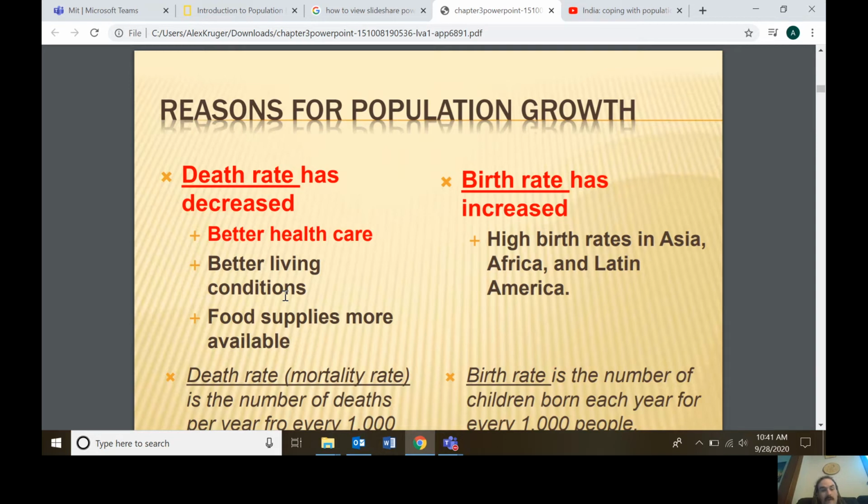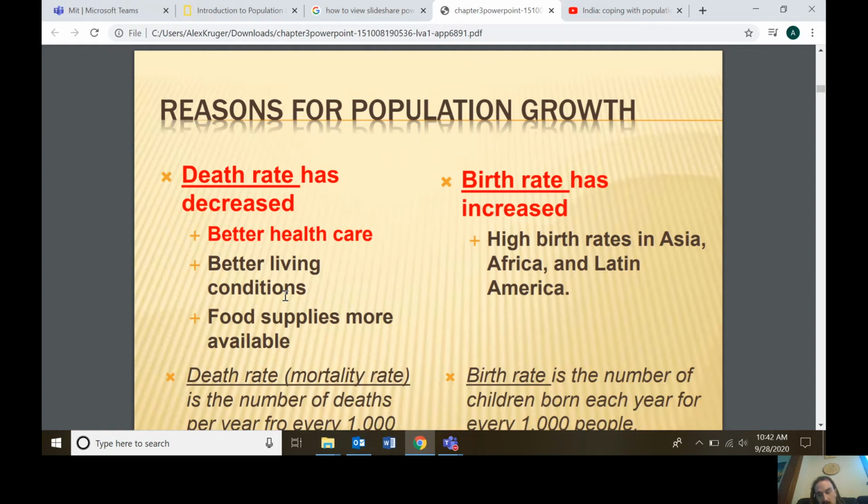Anyways, so death rate has decreased. Less people are dying than used to. We have better healthcare. People get antibiotics now. They can live longer. They have better living conditions, and there's more food supply available. There's not as much famine as there used to be.